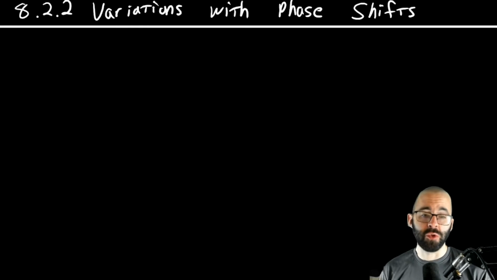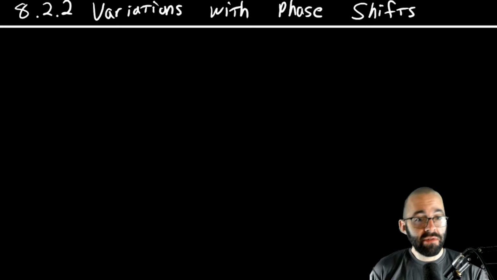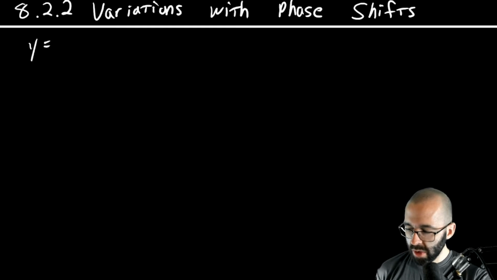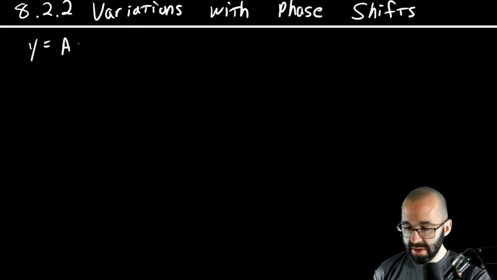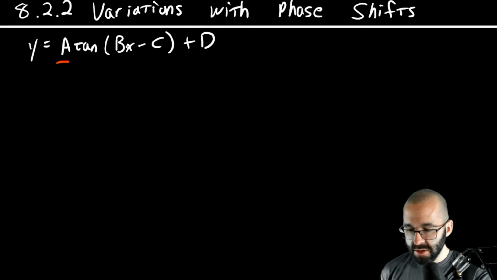All right, this next video is really going to tie in section 8.1, okay? We're going to talk about phase shifts, vertical shifts, and how everything kind of ties together. So just like we did in 8.1, we can look at tangent with all of these letters. A times the tangent of bx minus c plus d. And before, a was the amplitude, but now it's the stretching factor.